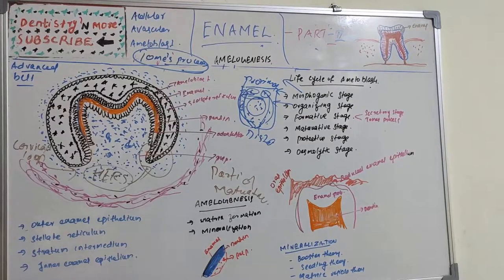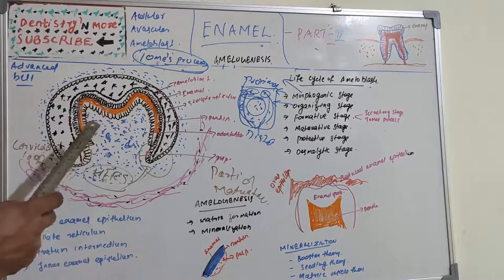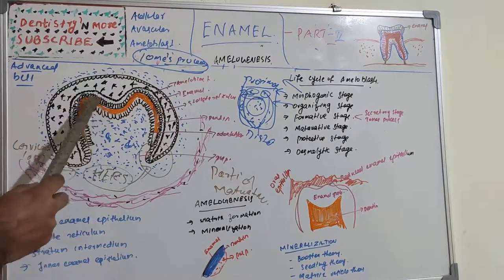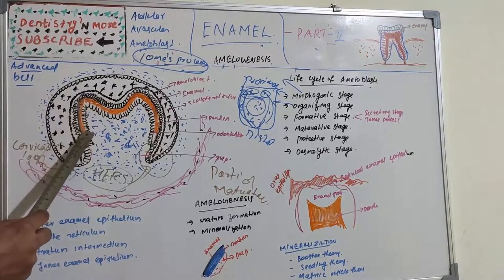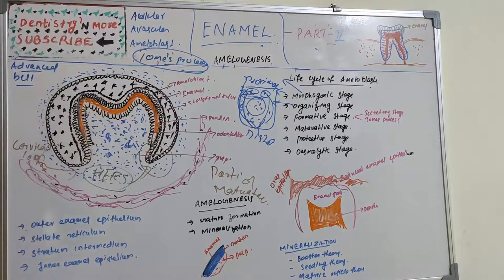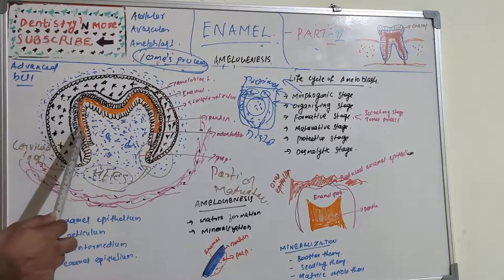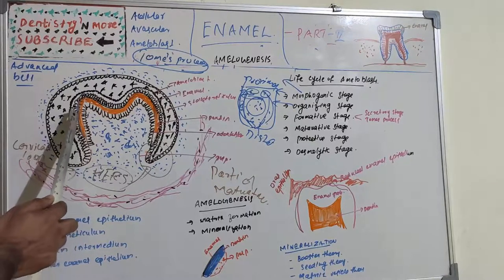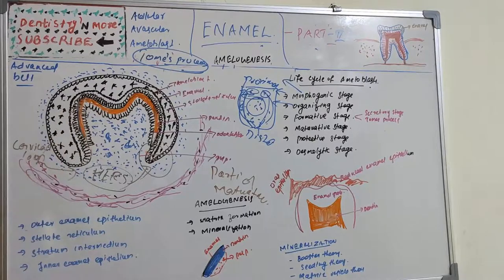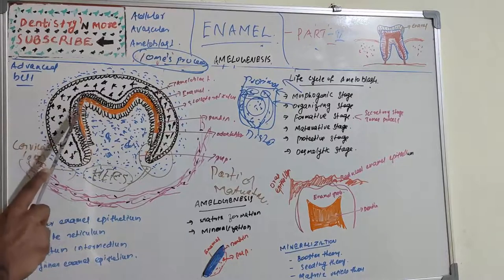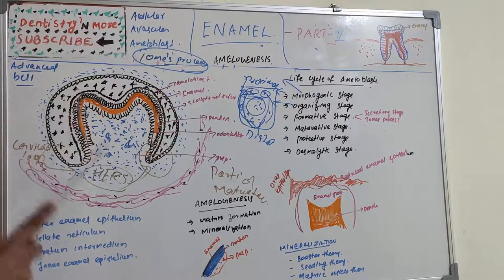So this mineralization starts at the height of the crown and progresses cervically. So it starts here and it progresses cervically. However, at each level, maturation seems to begin at the dentinal end of the rods. Thus, there is an integration of two processes. That is, each rod matures from depth to surface. Okay, it starts from here to the outer surface.